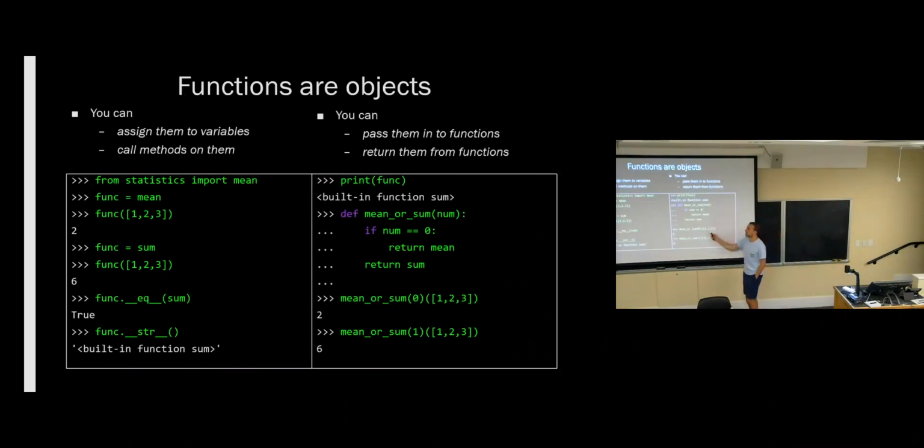So it seems kind of weird, right? In this scenario, obviously this is pretty meaningless. Why is this num? In what scenario do we really want a function to return either mean or sum based on whether a number is 0 or not? That makes no sense. But it turns out this is actually useful.